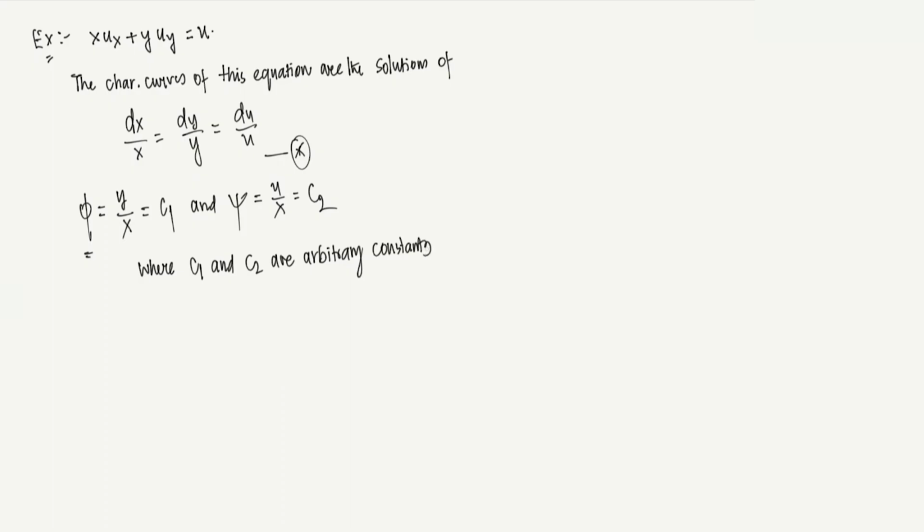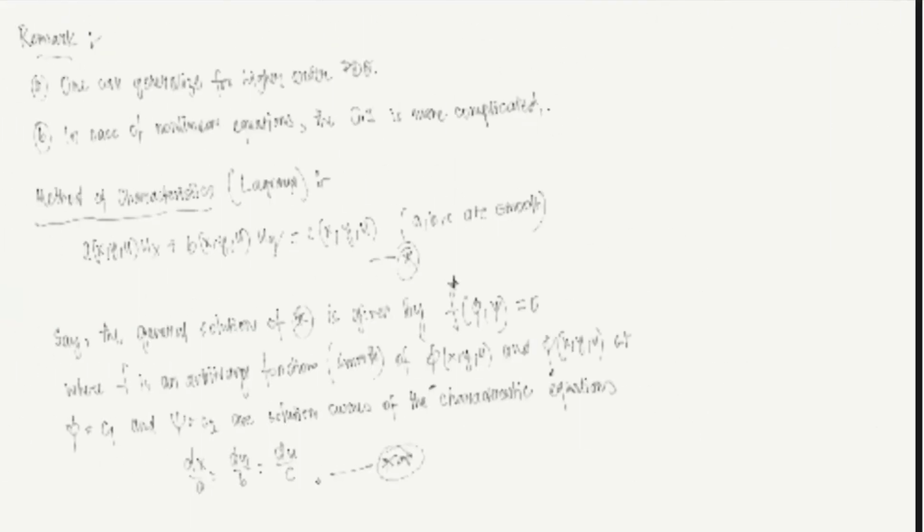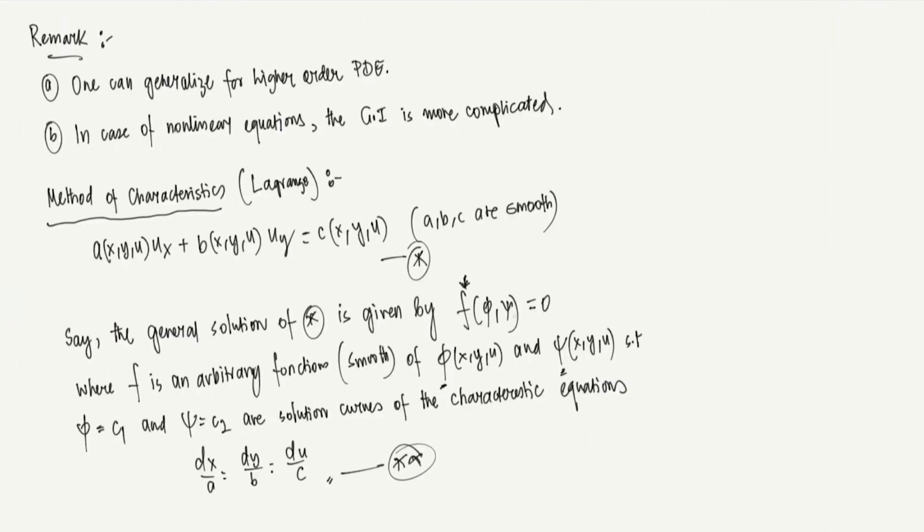Let me solve the whole problem and I will again explain what is exactly happening. So what is the general solution in this case? If you remember, the general solution is small f of y by x and u by x equals 0. The general solution is f of phi psi equals 0.